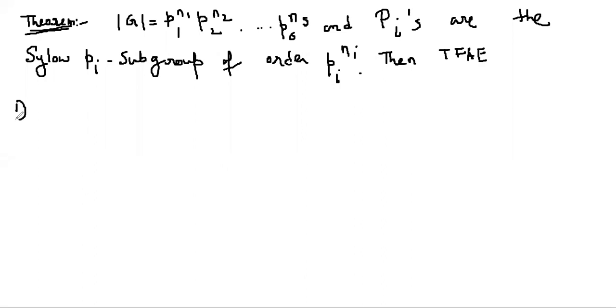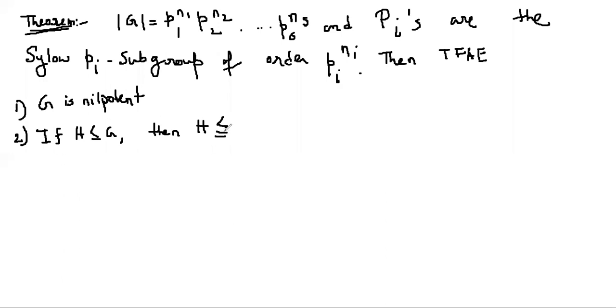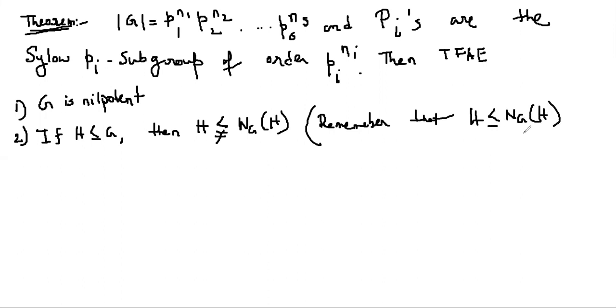Can someone quickly recall? So first is G is nilpotent. Second, if H is a subgroup of G, then H is a proper subgroup of the normalizer of H. You should understand that. Remember that the normalizer of H always contains H. So what does this statement say? That the normalizer has at least one more element other than the elements of H. That is what this statement is saying.